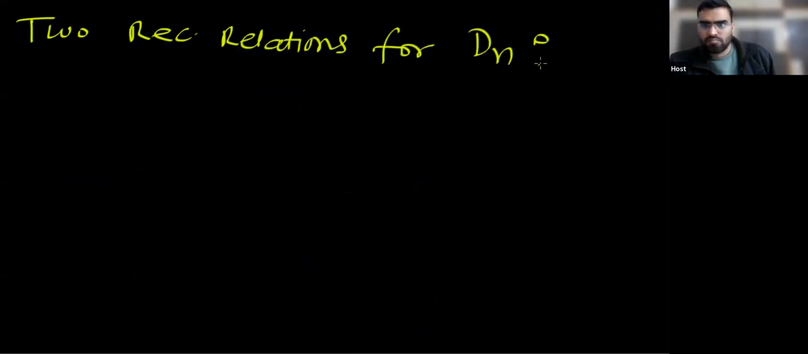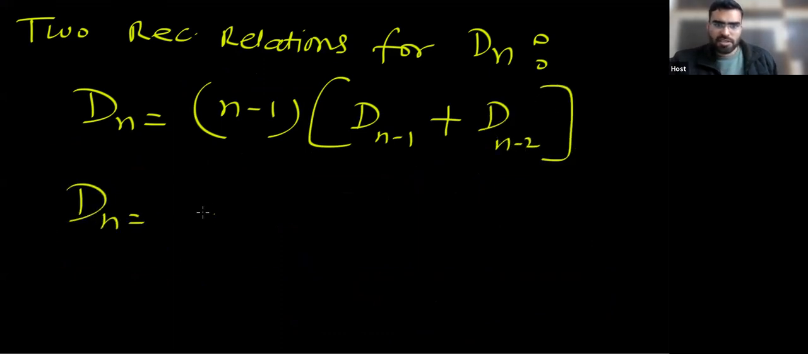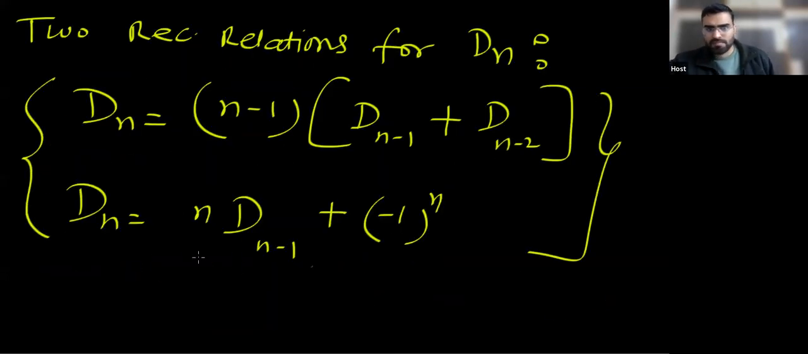Okay, so two recurrence relations related to derangement. One is D n is equal to (n minus 1) times (D n minus 1 plus D n minus 2). This is one, and another is D n is equal to n times D n minus 1 plus (minus 1) power n. Okay, so these are two equations. And the proof of this is very interesting. Anyway, the proof of this is very interesting.